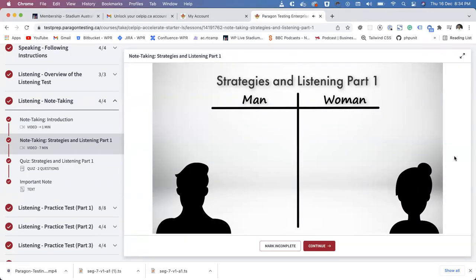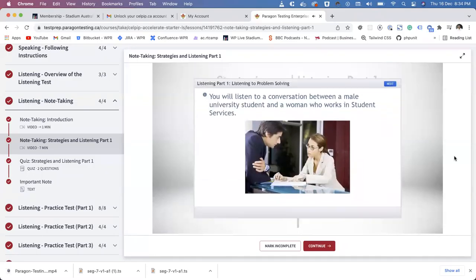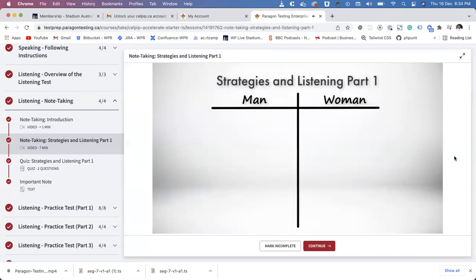Prior to listening, we're presented with an image that will give us some information about the general context of the conversation. Here, we see a woman at a desk talking to a man. They could be in a lobby or an office. Along with the image, we can see a brief statement about the dialogue. You will listen to a conversation between a male university student and a woman who works in student services. Now we know that the conversation is taking place at the student services department of a university, and the speakers are a male student and a female student services worker.